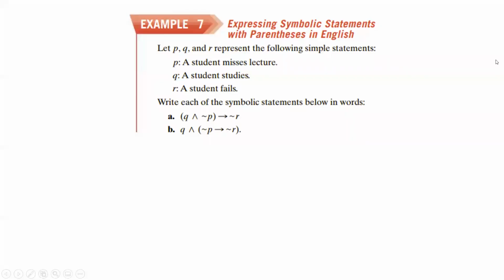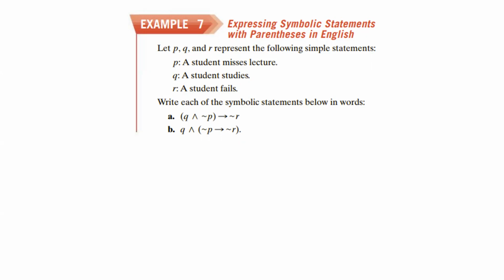Let's see an example. In this case, we're actually going backwards, which is good practice: taking something in symbolic form and translating it into something we would say in English. P is a student misses a lecture, Q is a student studies, R is a student fails. Now we have these bulkier statements: parentheses, Q, upside down V, tilde P, close parentheses, right arrow, tilde R, or implies tilde R.